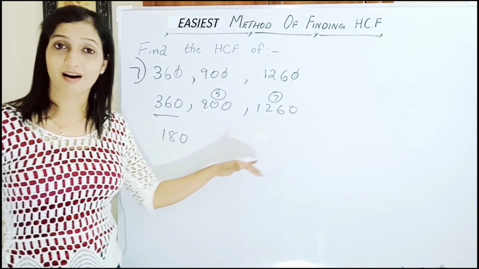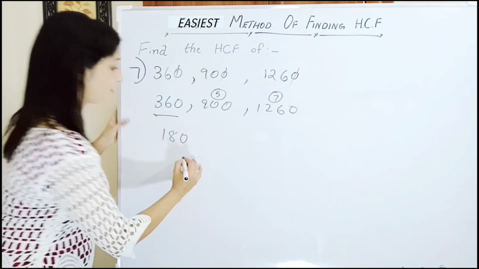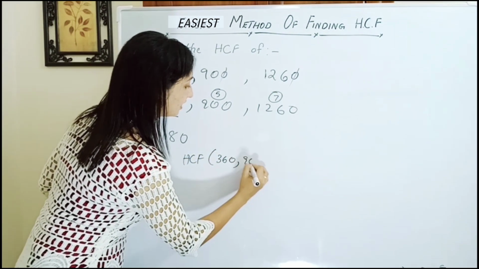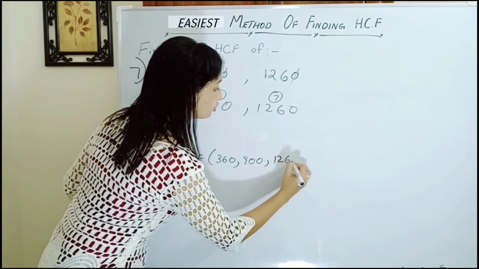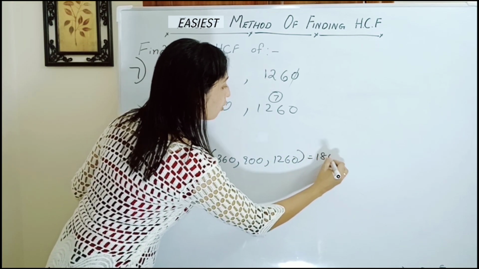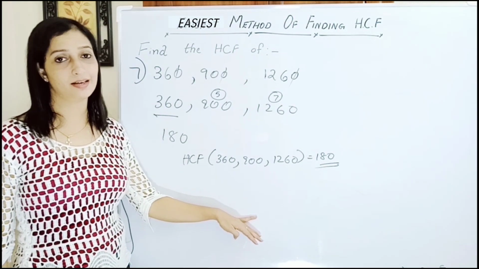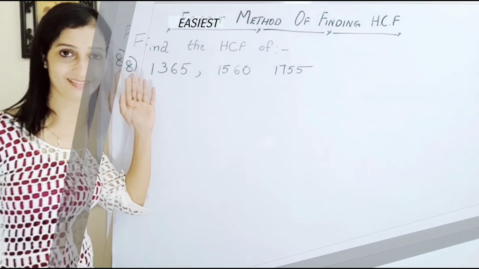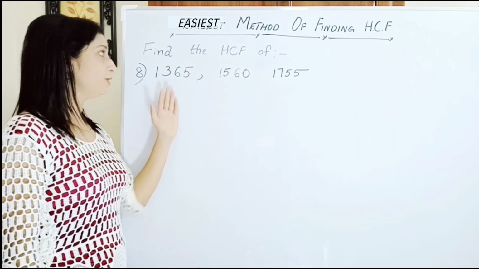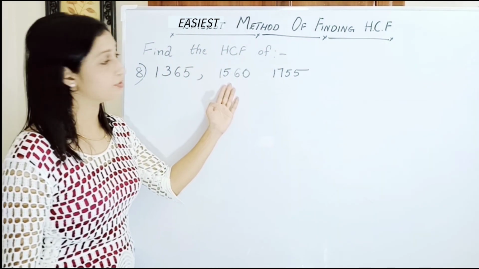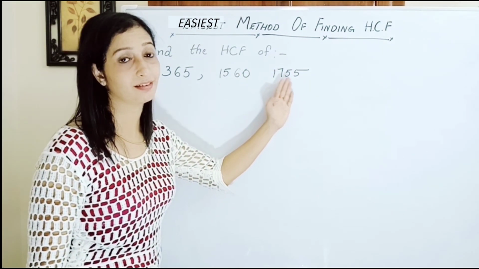So what is our HCF? Our HCF of 360, 900 and 1260 is 180. Now let's move on to the last example, which is our eighth example. Now this is our 8th example, which is to find the HCF of 1365, 1560 and 1755.